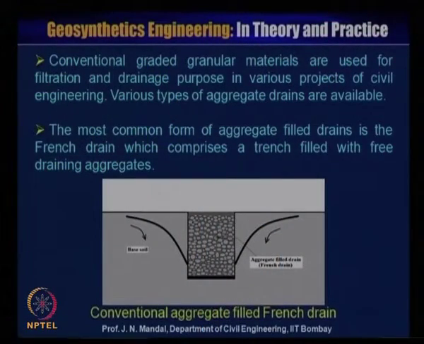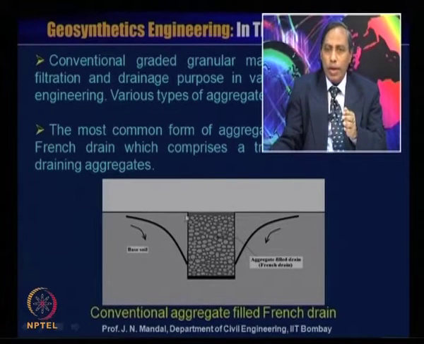So, what I told you is that conventional graded granular materials are used for filtration and drainage purposes in various projects of civil engineering. Various types of aggregate drain are available. The most common form of aggregate filled drain is the French drain, which comprises a trench filled with free drainage material. You can see this is the French drain and this trench is filled with the free drainage aggregate, and this is the base soil and this is the aggregate fill drain.